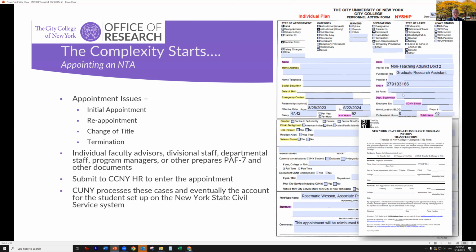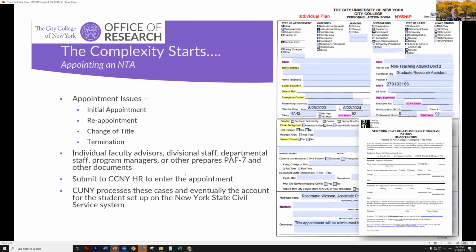And in this particular case, we can pre-populate many of the pieces of information. If the student was on GAA or adjunct lecturer and will now be transferred to this NTA appointment, the PI should work with HR to complete the transfer form, also to transfer the title. So you can see that the process is not a very trivial one. And during the past, individual departments, individual divisions, individual PIs prepared all this paperwork, and so sometimes inconsistency can be there.